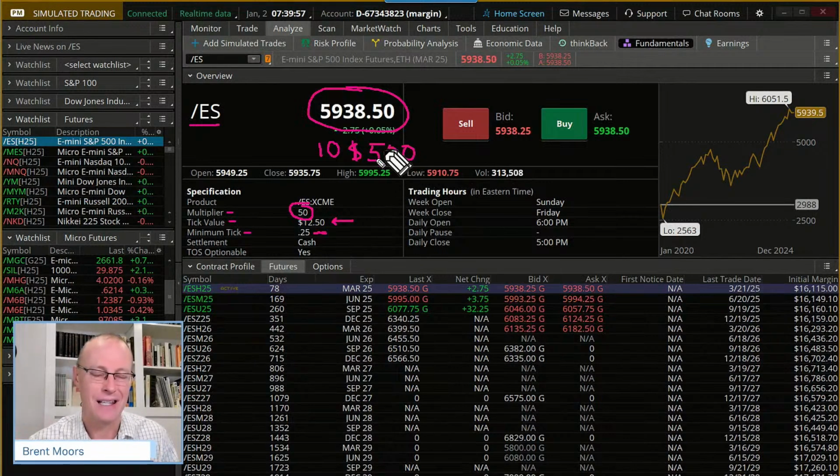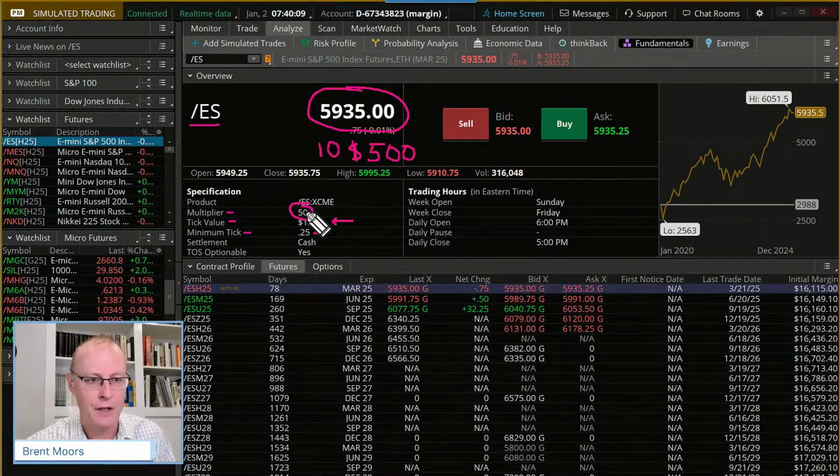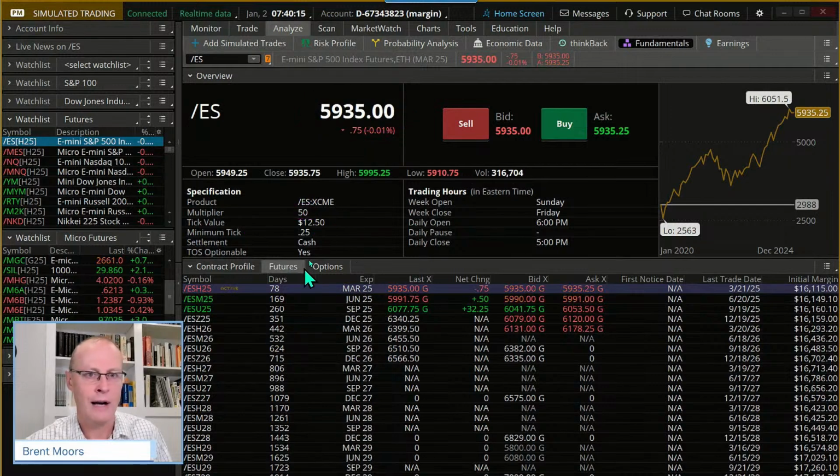This could mean a lot of money in a short amount of time. Now, that's great if it goes your way, but if it's going against you, that's not so great. So remember, $50 multiplier on this. So let's go and just take a look at this contract out here.